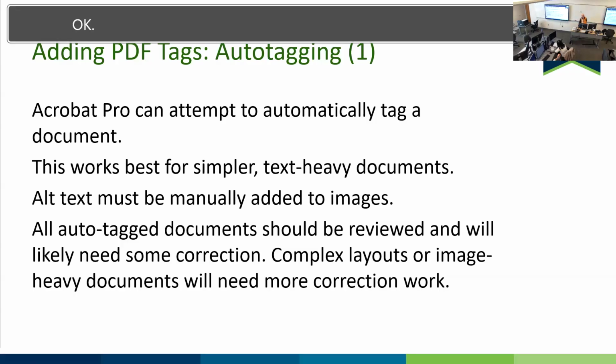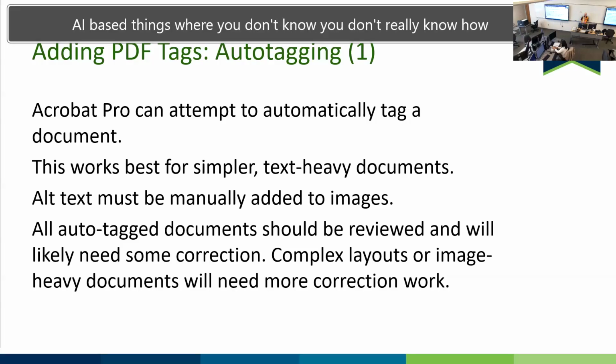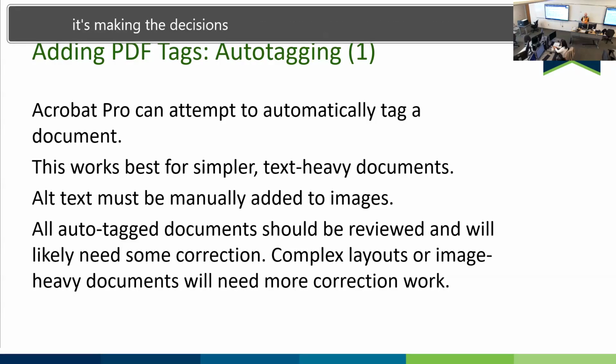Acrobat can automatically tag a document. It's one of these magical, somewhere in the cloud, AI-based things where you don't really know how it's making the decisions it's doing. It just does it, and then you get tags. It works best for simpler text-heavy documents. More complex documents, it's not going to do as good a job with.